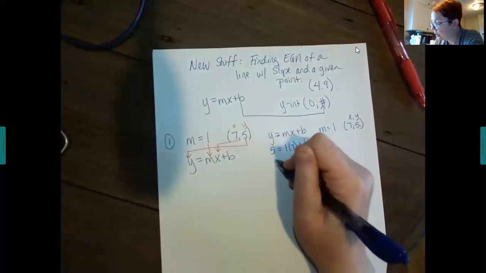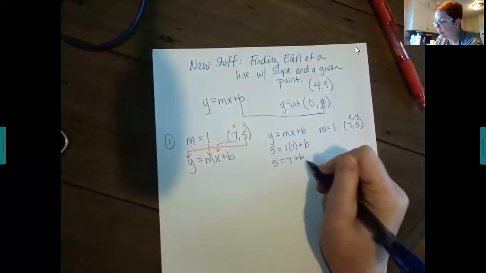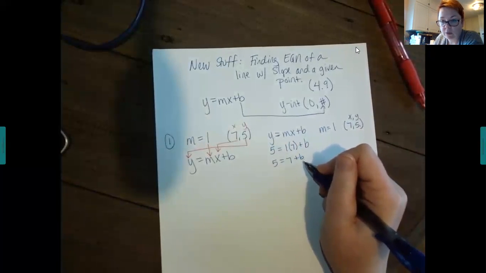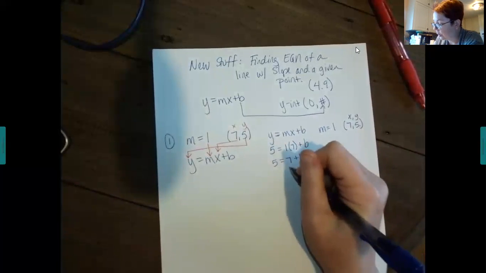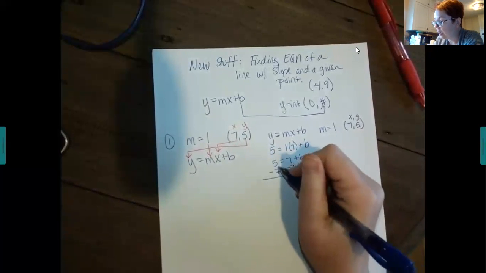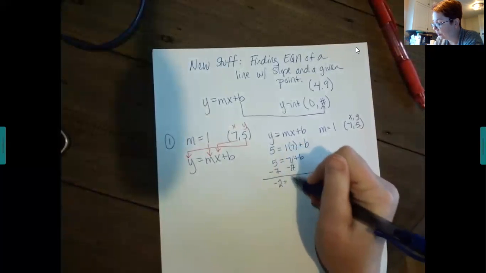So 1 times 7 is 7. I have 7 plus b. So I need to get b by itself. In order to do that, I need to make this 7 go away. So I'm going to subtract it, and now I'm left with 5 minus 7, which is negative 2.